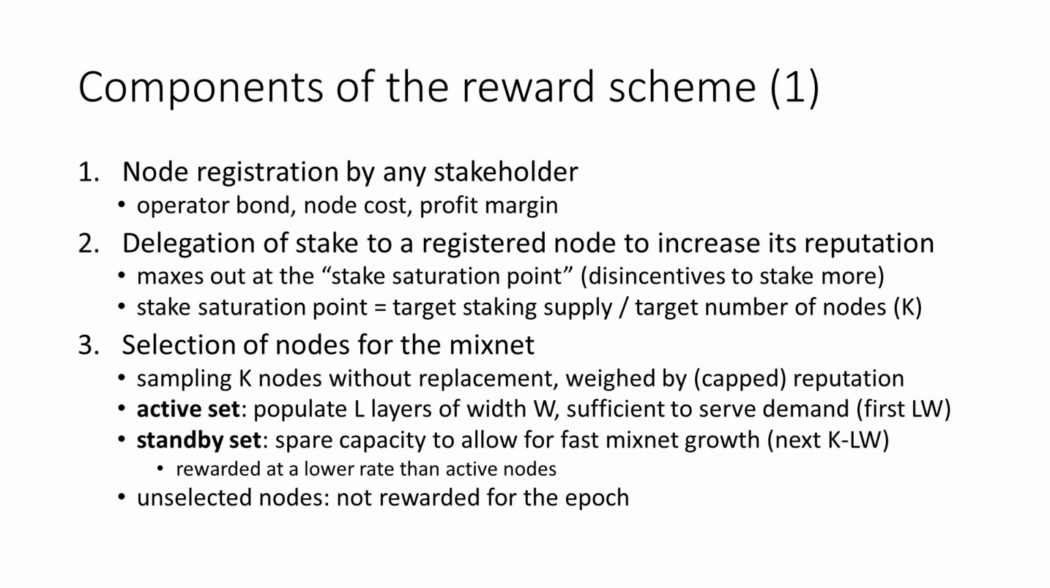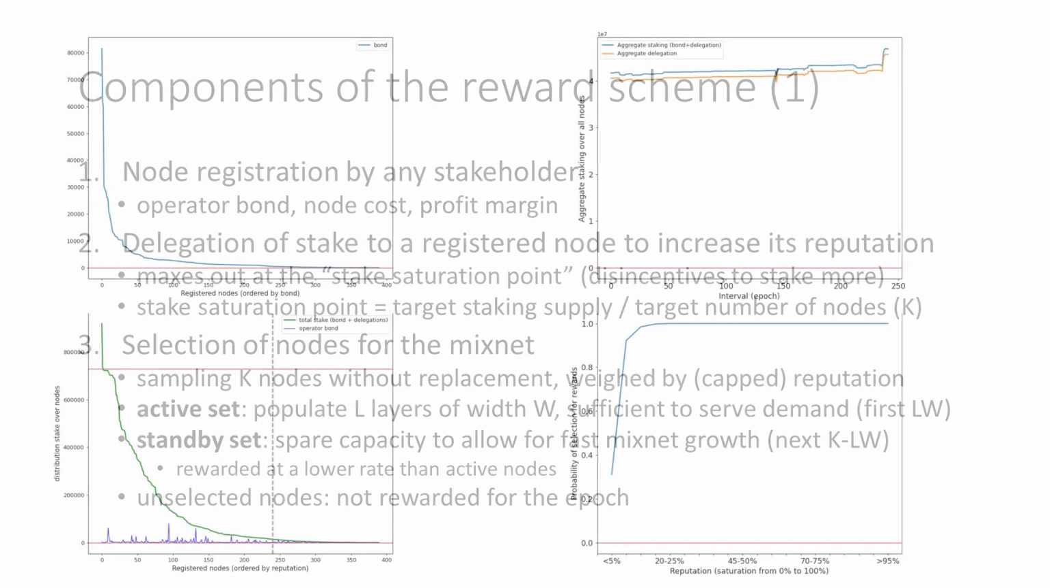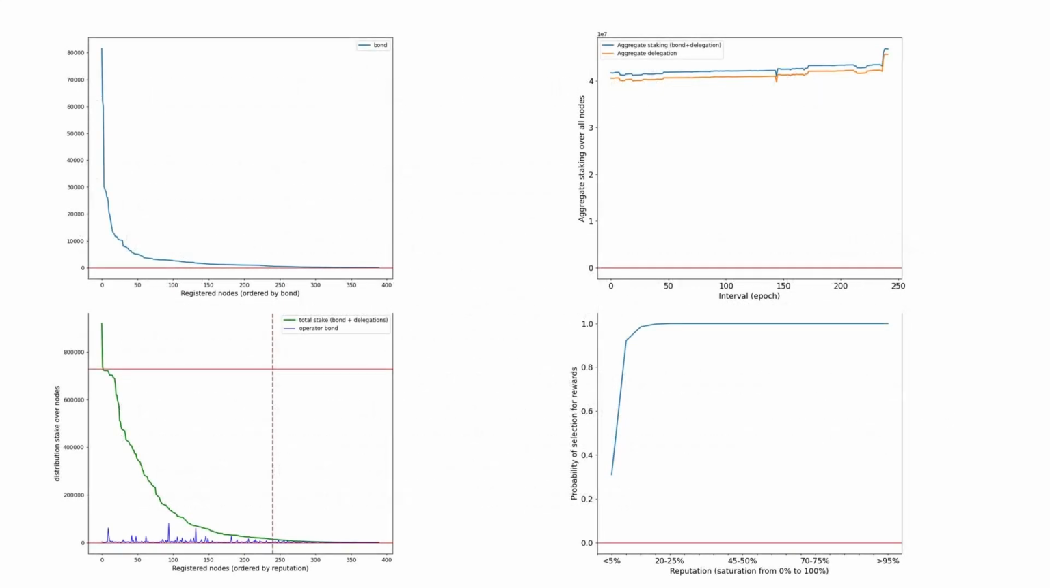Okay, so in terms of how this looks in the current network, I'll show you a few graphs here. This upper left graph shows the distribution of bonds. The highest bond in the network is currently around 80,000 NIMs, and as you can see, it drops quite steeply, and most nodes have bonds below 10,000 NIMs. Many of them have quite minimal bonds, out of the 400 nodes in the network.